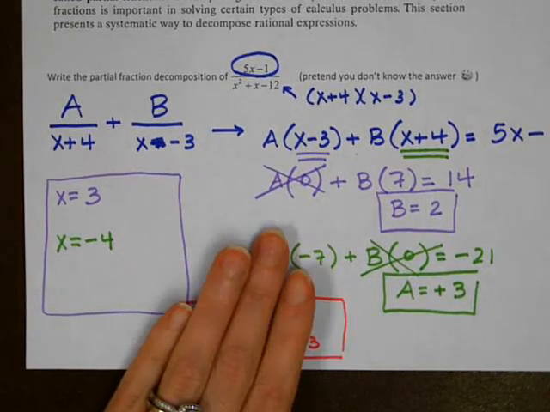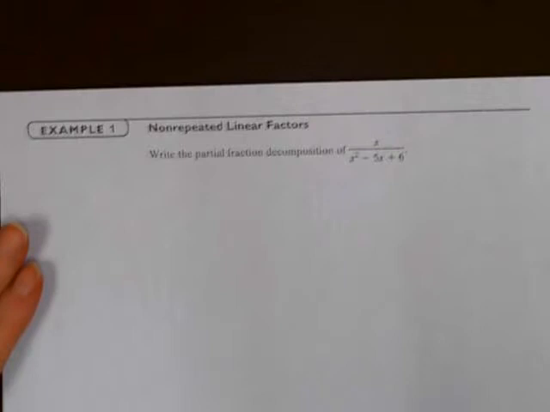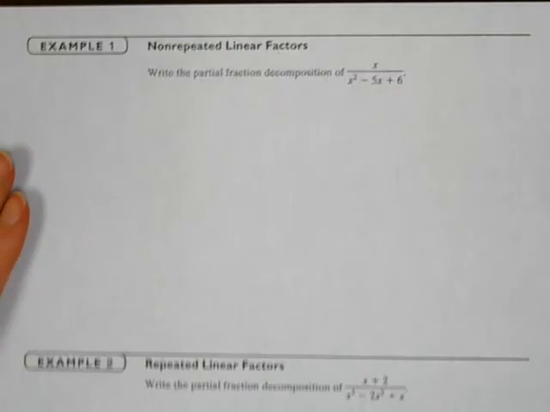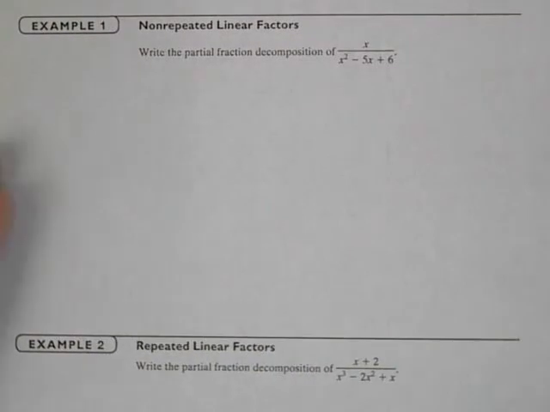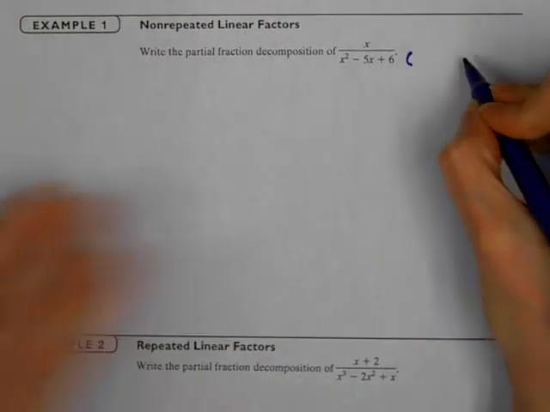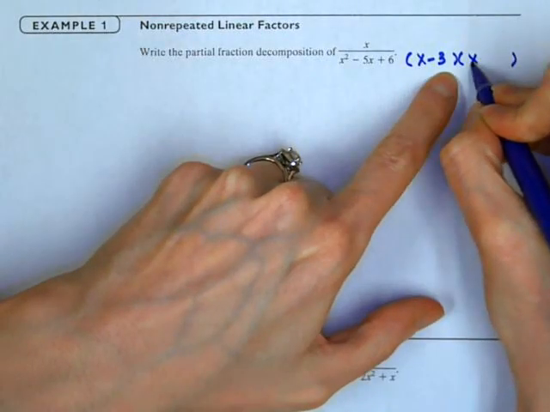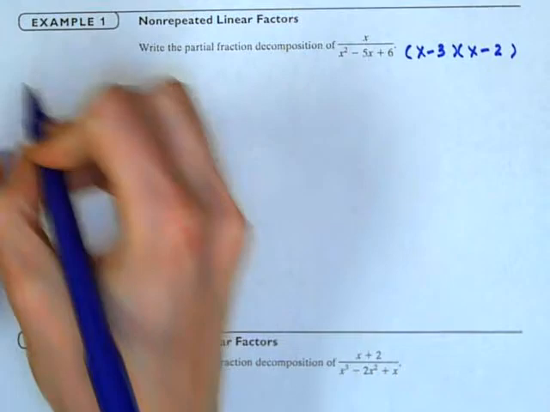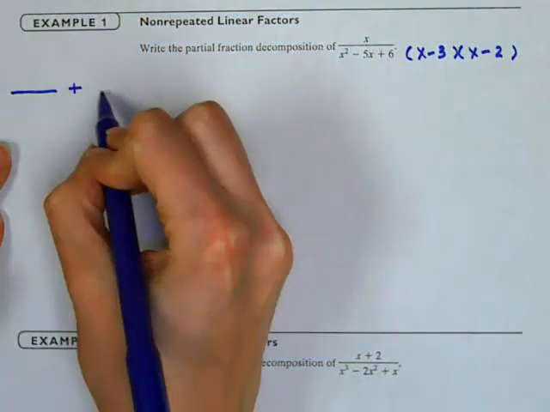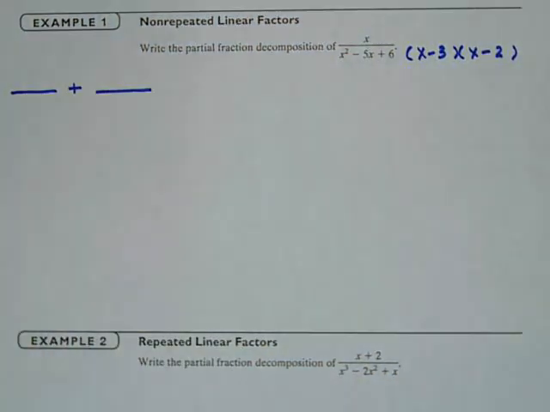All right, let's try another one just like that. There is another way to do these, but I'm going with this way. I think it's pretty good. All right, so this one, write the partial fraction decomposition of this guy. So let's start by factoring the denominator. It's x minus 3, x minus 2, because that will tell us what our fraction denominators will be.